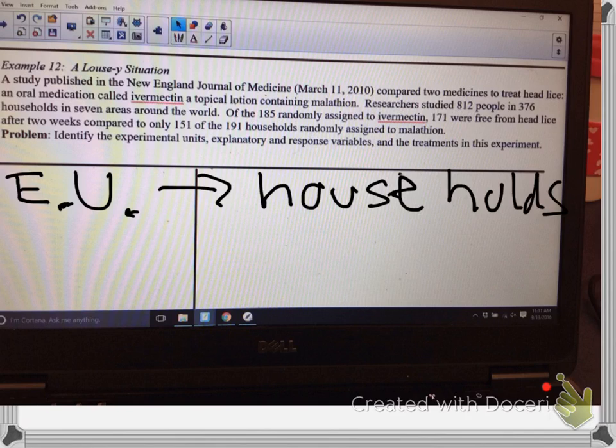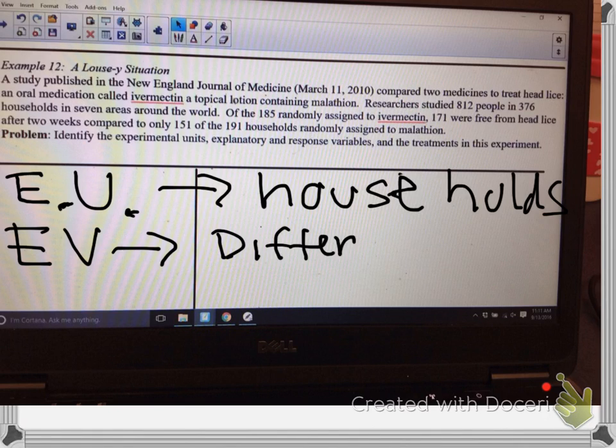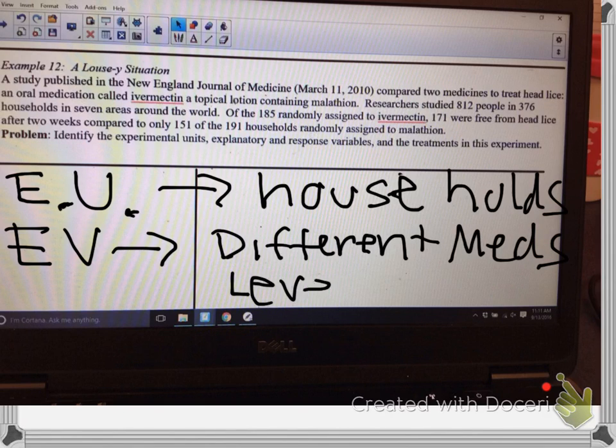Okay. Next, the explanatory variable. EV. For the explanatory variable, what's going on? Okay. Compared two medicines to treat head lice, oral and topical, right? So the explanatory variable is the different medications. That's all they're looking at. And how many levels are there? There's 2. That means there's going to be 2 treatments, right?